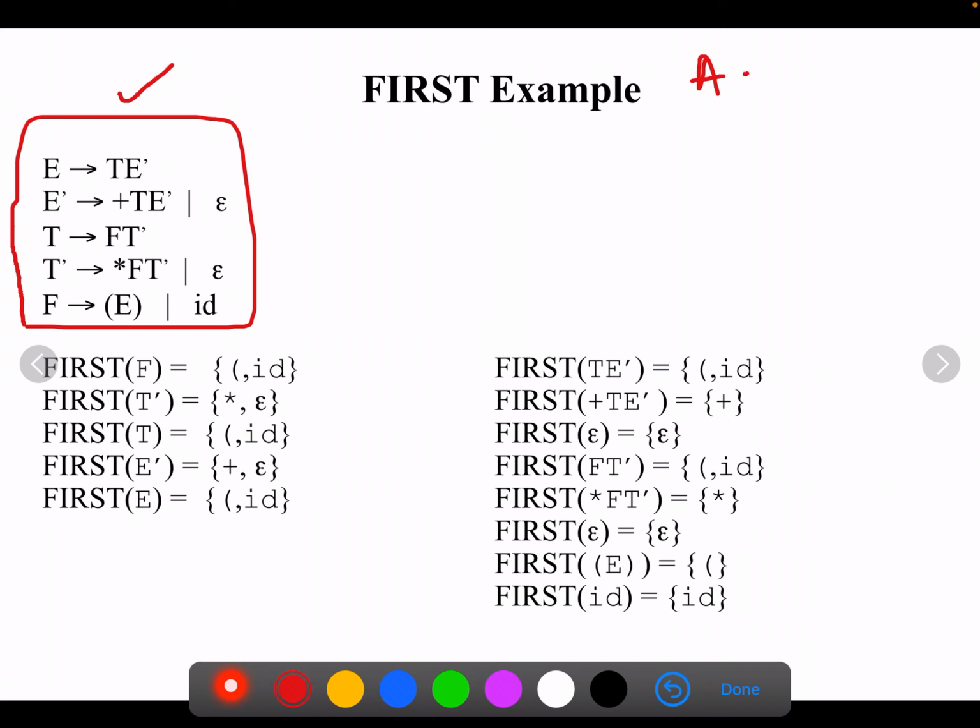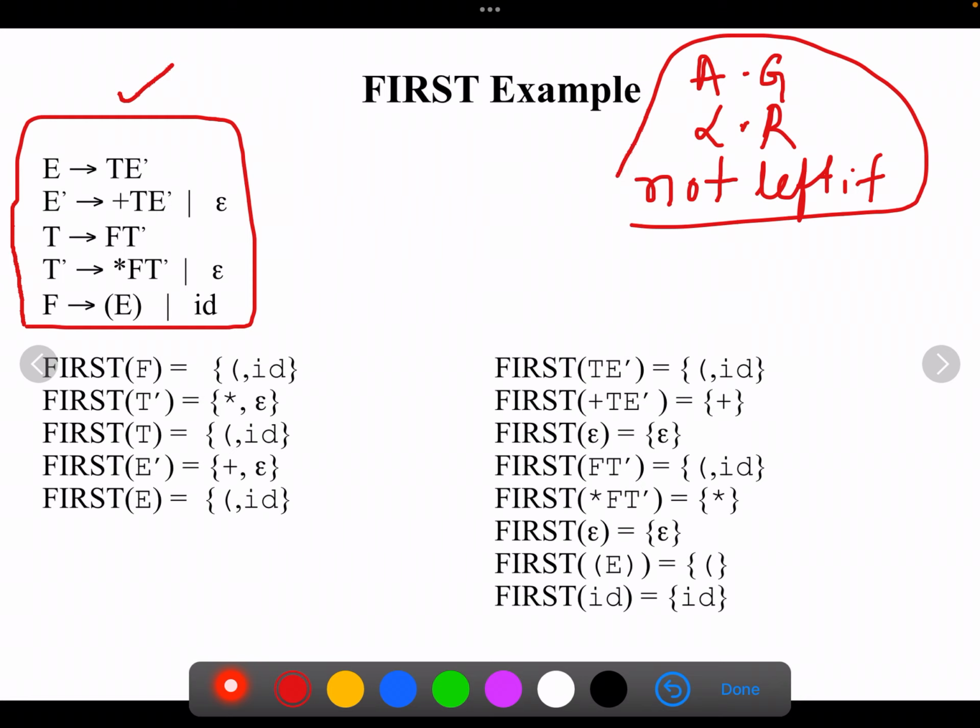ambiguous grammar, left recursive grammar and grammar that is not left factored, these kinds of grammars cannot be parsed through the LL1 parsing technique. That's why you have to remove ambiguity from the given grammar first, then remove left recursion, then do left factoring on the grammar. That is the grammar obtained which is suitable for an LL1 parser.